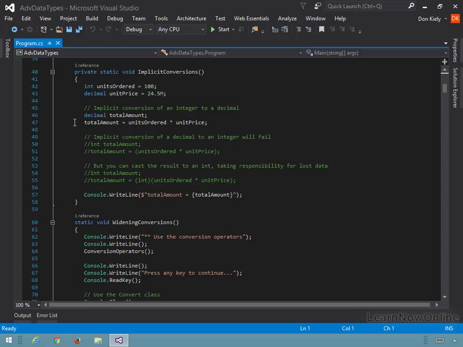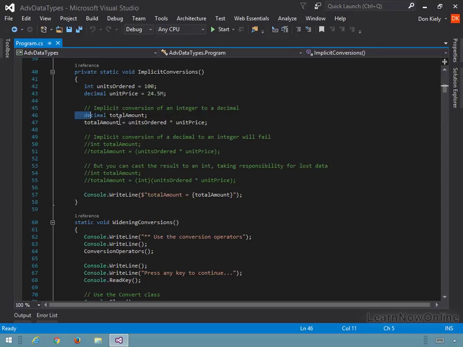All right, so this is an implicit conversion, and that conversion succeeds because it's what's called a widening conversion. In a widening conversion, the new data type, in this case decimal, is capable of storing all of the values of the original data type, in this case an int. So in other words, a decimal data type has a range of values that is greater than the range of integers. So there's no chance in implicit conversion of any kind of data loss. That's what allows C# to do this as a widening conversion.